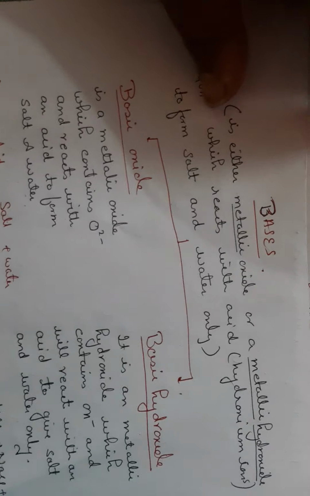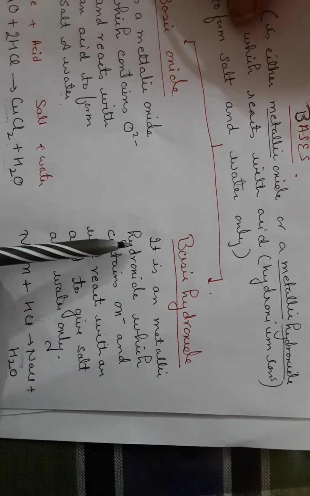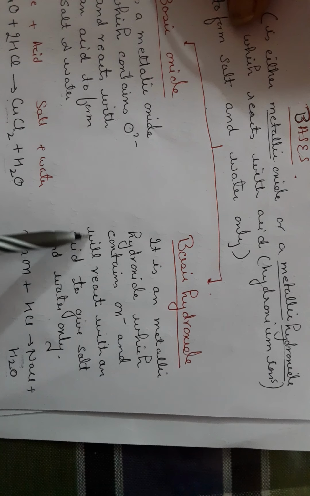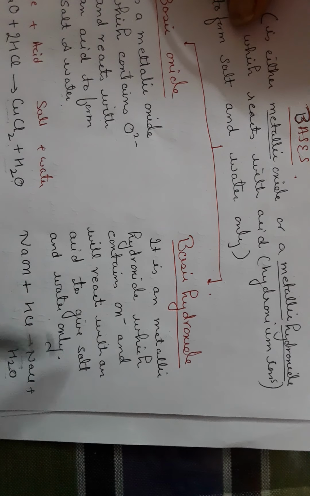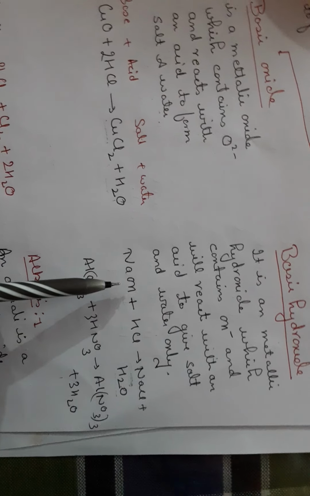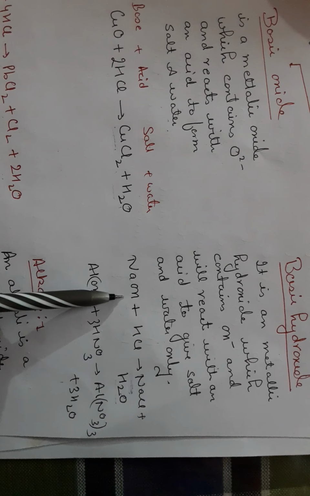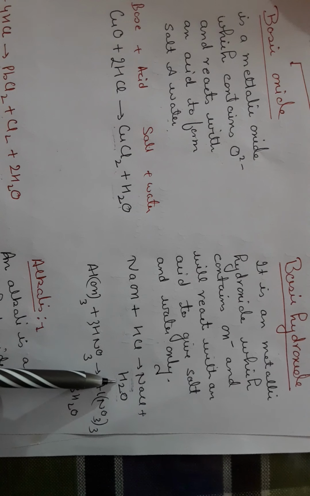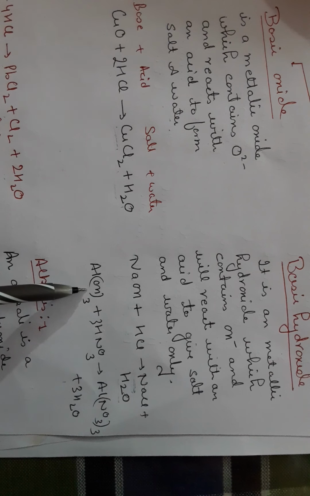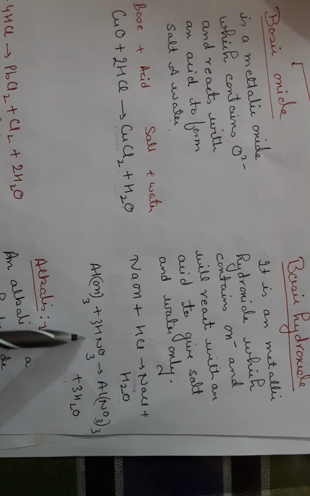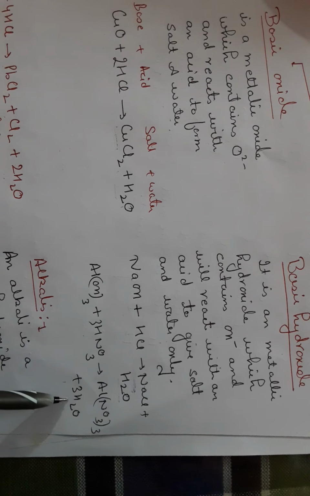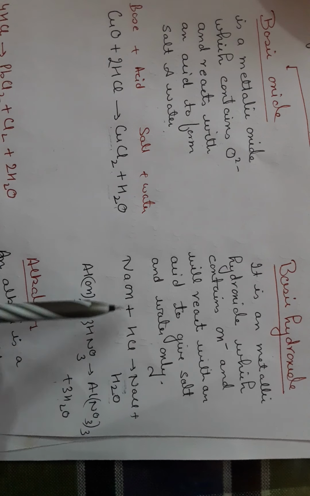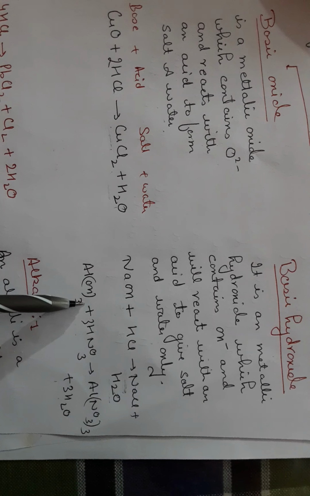Now, basic hydroxide. It is a metallic hydroxide which contains hydroxyl ions and will react with an acid to give salt and water. Here I have given the example. Sodium hydroxide reacts with hydrochloric acid. It forms sodium chloride plus water. Now aluminum hydroxide reacts with nitric acid to give aluminum nitrate and water. Here sodium hydroxide and aluminum hydroxide are bases.